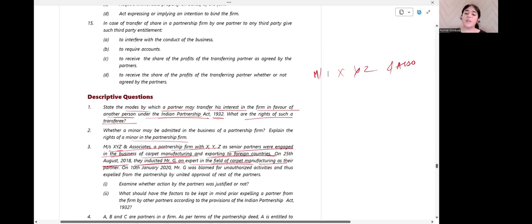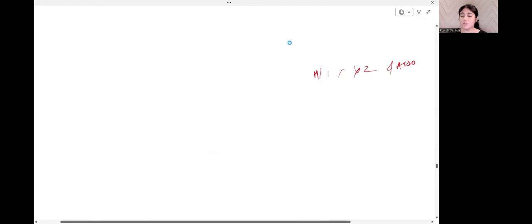On 10 January 2020, G was blamed for unauthorized activities and thus expelled from the partnership by unanimous approval of the rest of the partners. Now, one partner was admitted on 25th of August 2018. And after nearly 1.5 years, it came to the notice of the other partners that this person is doing some unauthorized access. He does not have access to our bank account. Still, he is withdrawing the money from our bank accounts, etc.